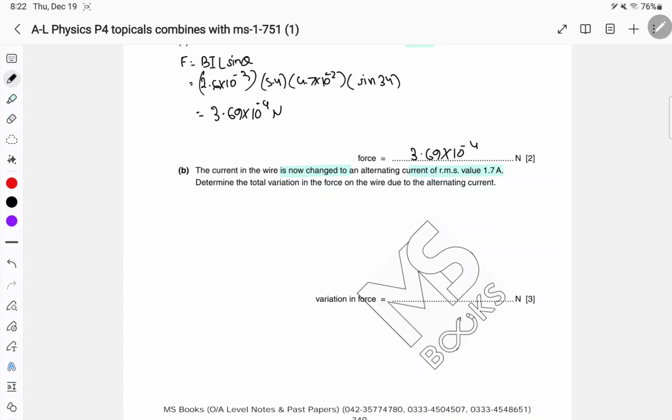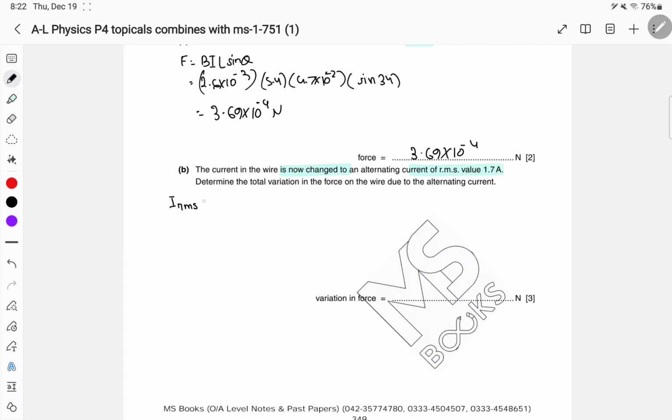let's find the original current. Root mean square equals original current over root 2. So the original current will be 1.7 root 2. It's 2.4 amps.